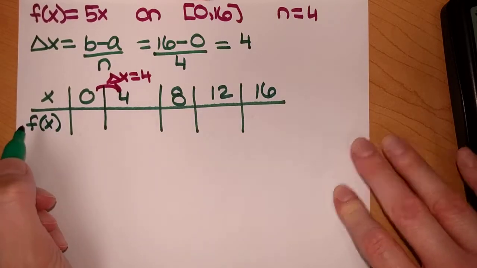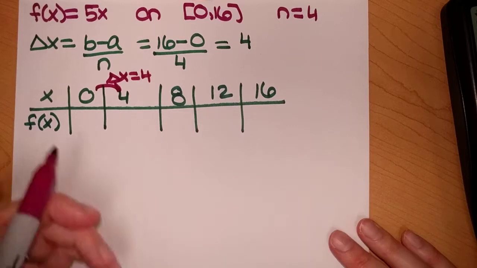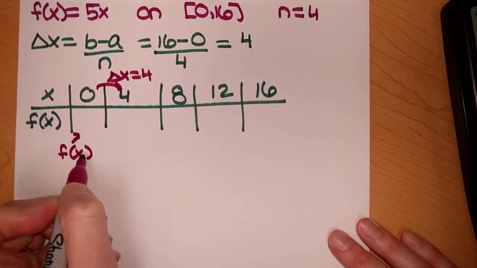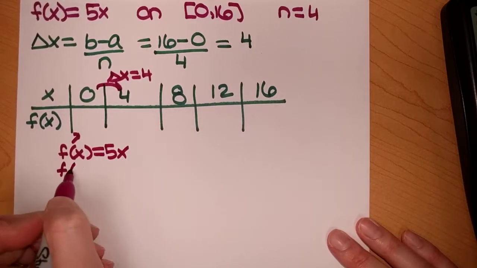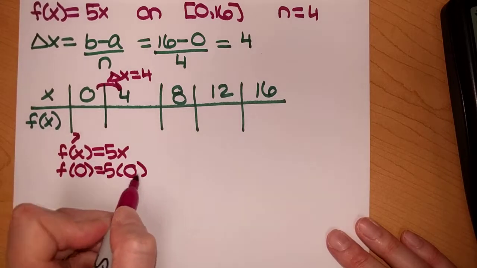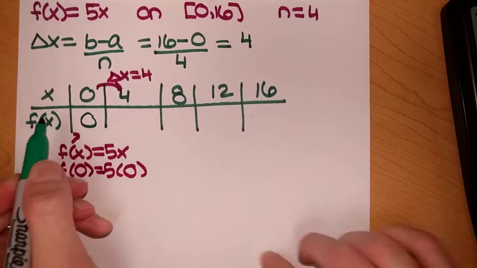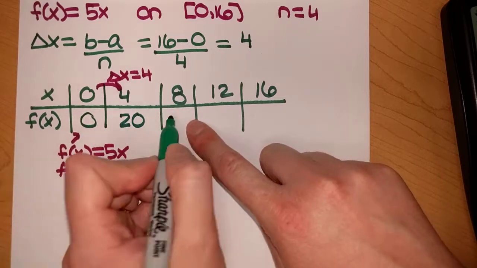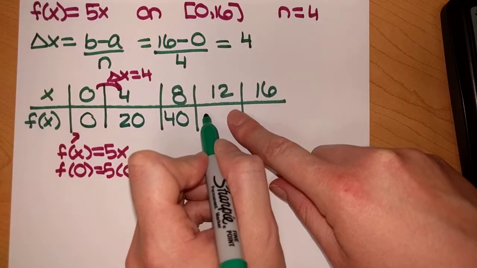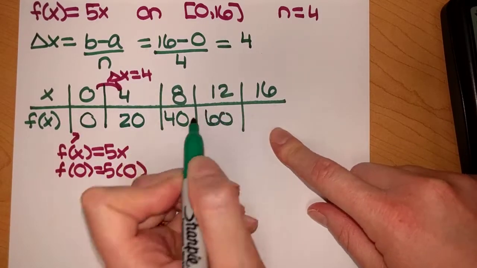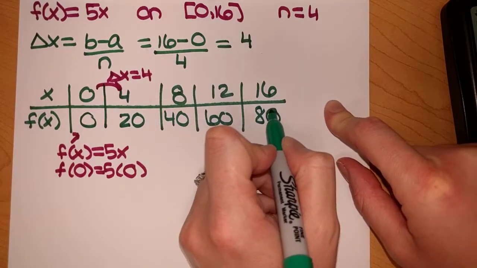So then we have to plug into our function, and again, our function is 5 times x, so we'll plug in our 0, get 5 times 0, and we will get 0. When we take our 5 times 4, we get 20, 5 times 8, we get 40, 12 times 5, we are going to get 60, and then 16 times 5, we get 80.